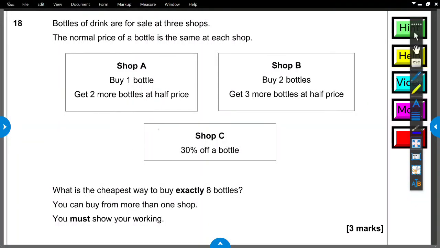We don't need to know the cost of a drink in this question, but if we really wish to, we could assign it to something like a pound, which is quite easy to work with, and see what happens. The purpose of this question, I'm going to call it x. Let x equal the price of a drink.